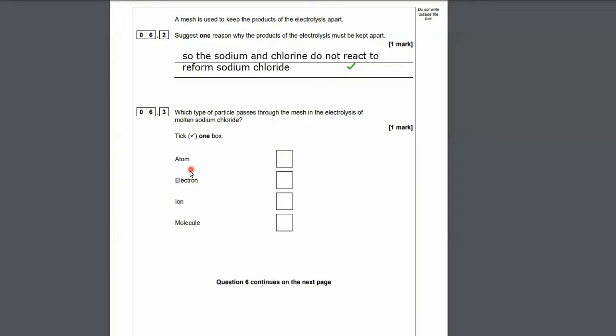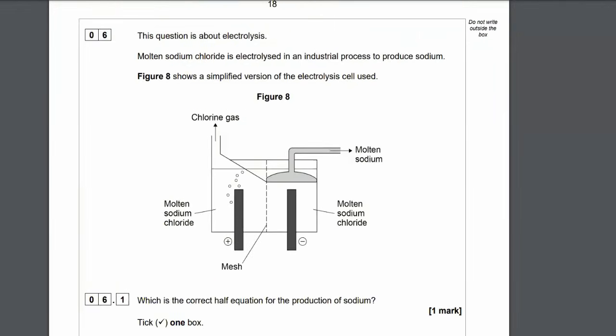6.3, which type of particle passes through the mesh in the electrolysis of molten sodium chloride? Tick one box. Is it the atoms, the electrons, or the ions or molecules that pass between the mesh? Well, we can work this out by actually looking at the question. So let's go up to the diagram again. There we go. Right, so we're looking at the mesh.